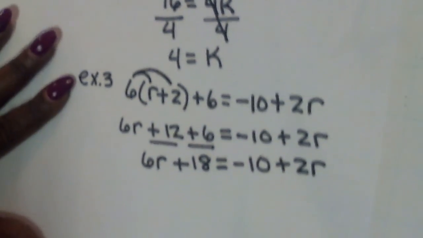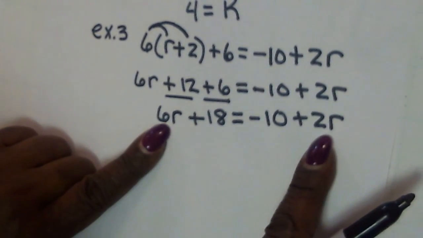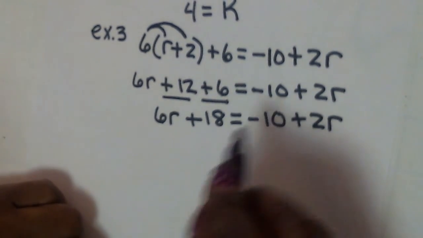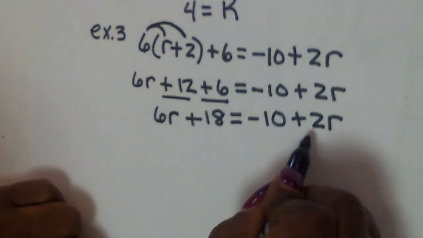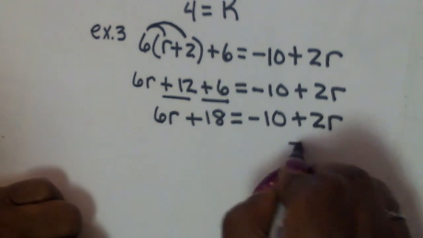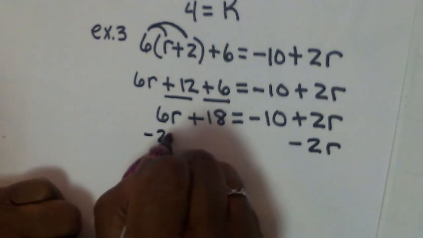Now I have the equation down to variables on both sides of the equal sign, and if you remember, we have to get them all on one side. So I'm going to move the smaller variable term. I'm going to use the additive inverse or the opposite operation. It's asking me to add 2r, so I'm going to subtract 2r on both sides of the equal sign.